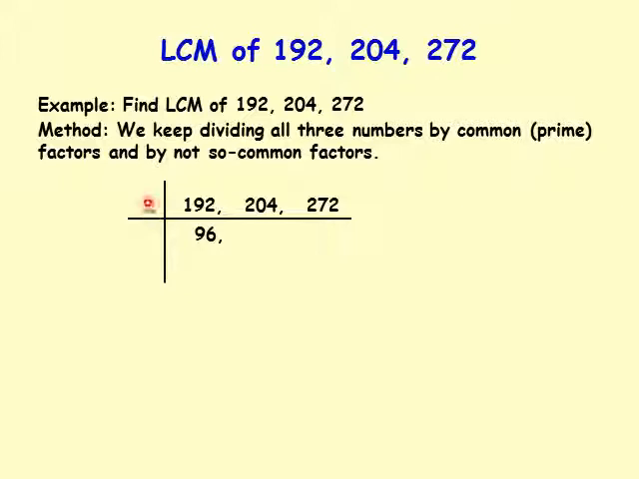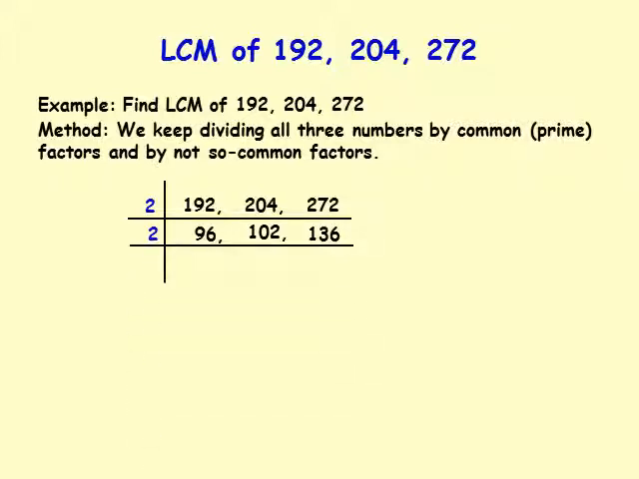2 is a common factor, so we divide by 2. We divide 192 by 2, we get 96. 204 by 2, we get 102. 272 by 2, we get 136. Do you see any common factors again? 96, 102, and 136 are all even numbers, so 2 is a common factor. We'll divide by that. So this is a prime number here.